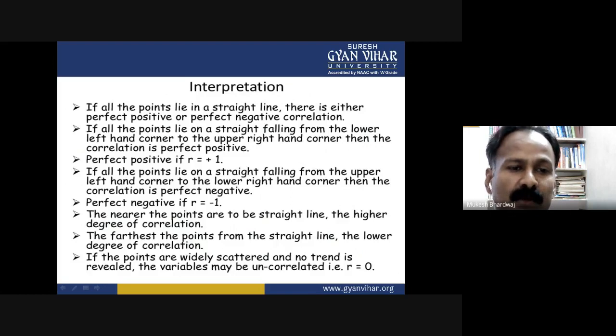The nearer the points are to a straight line, the higher the degree of correlation. The farther the points are from the straight line, the lower the degree of correlation. If the points are widely scattered and no trend is revealed, the variables may be uncorrelated, that is, r equals 0.